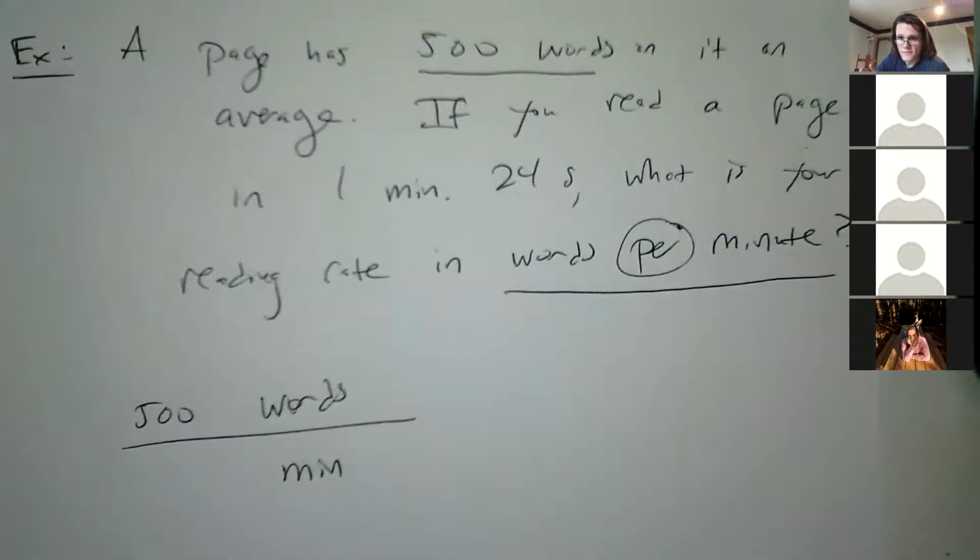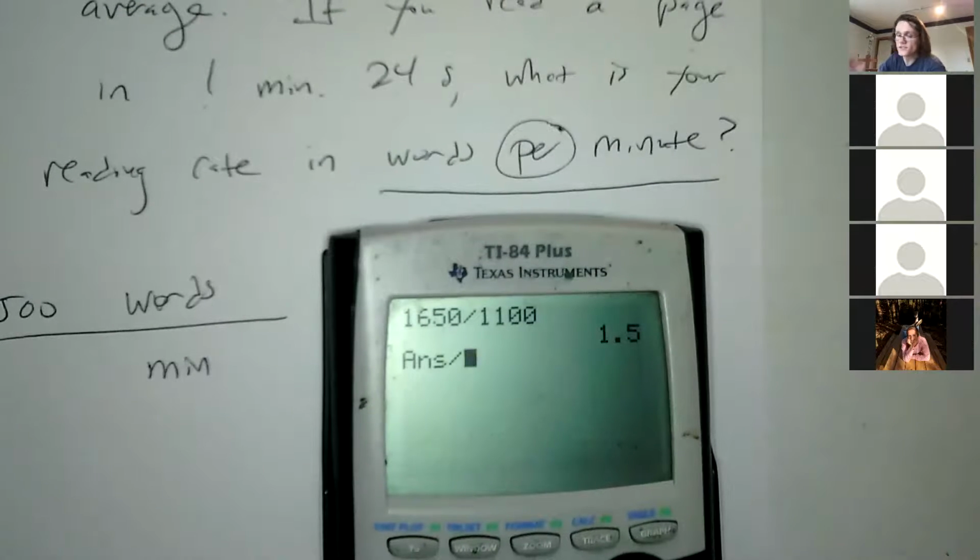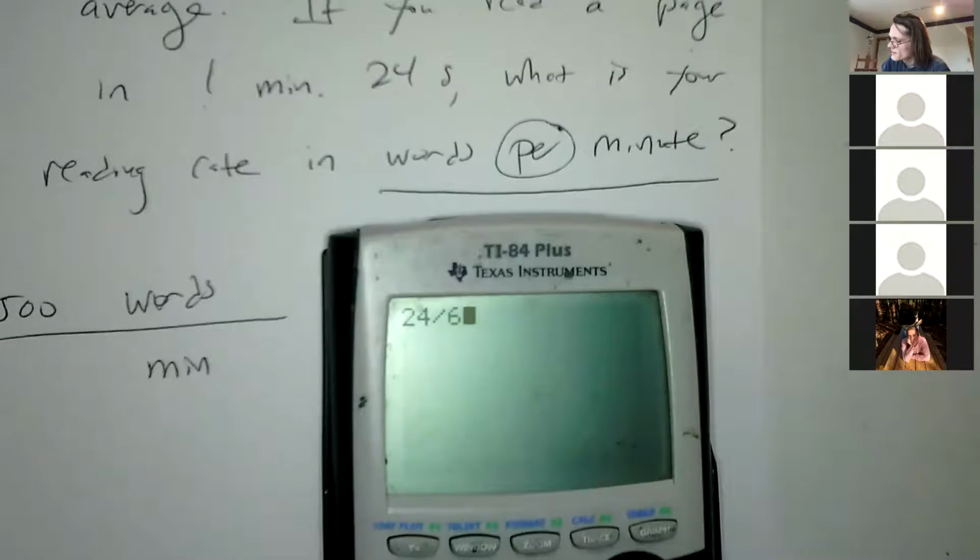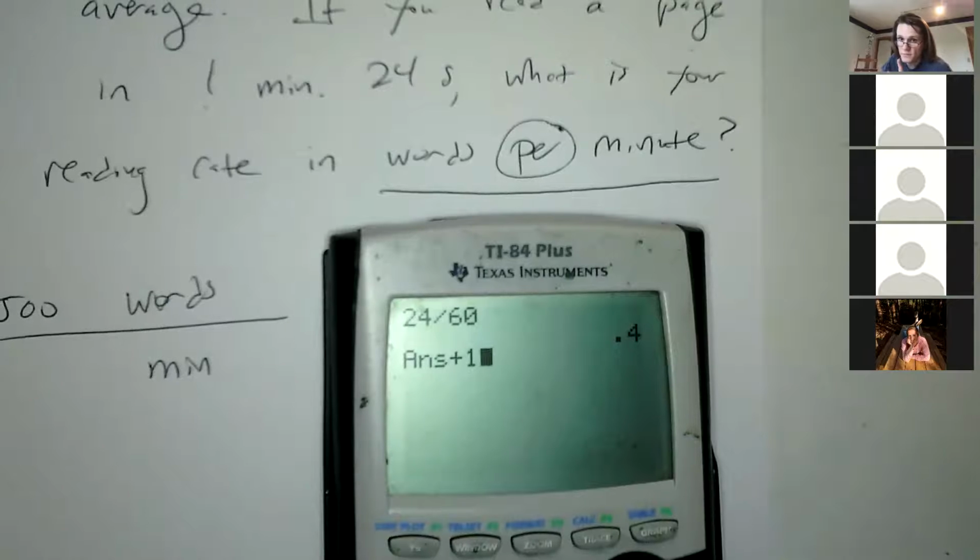So you have a couple options. You can convert 1 minute, 24 seconds to seconds and then convert to minutes. Or you could just straight ahead convert that into a decimal minute. You could say, oh, well, there's 60 seconds in a minute, so I have 24 over 60, which is 0.4, and then plus 1 for the 1 minute. So I have 1.4 minutes. So I can read 500 words in 1.4 minutes. And you could put that down here, and that should also work for you.